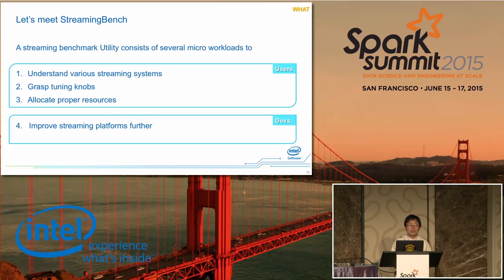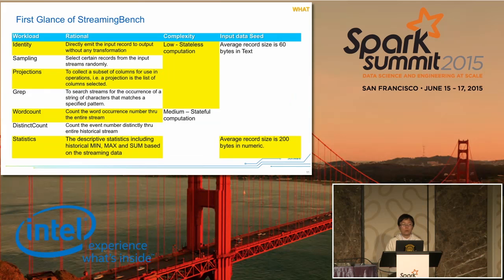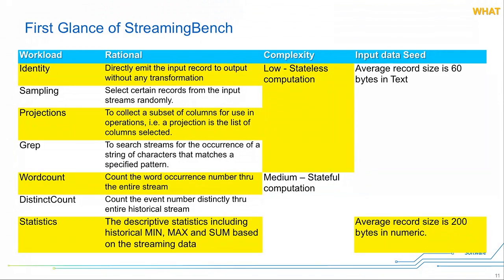Now let's take a look at stream bench. So here, stream bench consists of seven micro workloads, in two categories. The first category is the stateless computation. Maybe it is very simple. For example, the identity, the sampling, the projection, or grep. All those operations are trying to transform the input stream into different outputs.